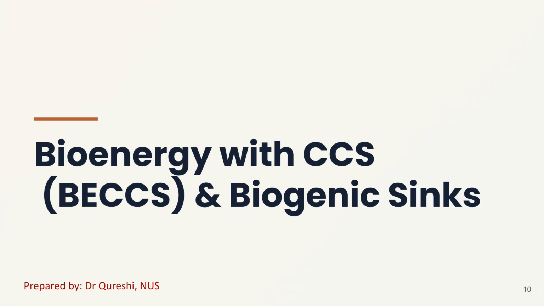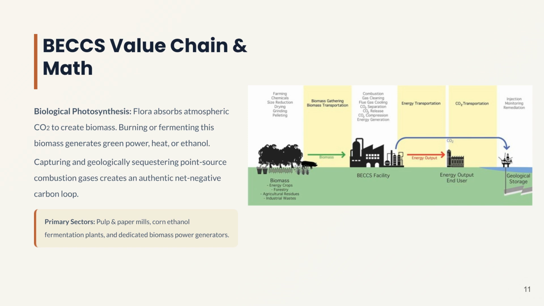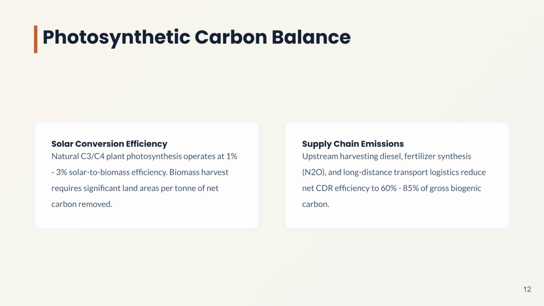Moving on to bioenergy with carbon capture and storage, or BECCS, and the role of biogenic sinks. The BECCS value chain begins with photosynthesis, where plants absorb atmospheric CO₂. By capturing and sequestering the emissions from biomass energy production, we can create a net negative carbon loop. Photosynthetic efficiency and supply chain emissions are critical to the net carbon balance of BECCS. Upstream activities like fertilizer production can reduce the net efficiency of the CDR process.